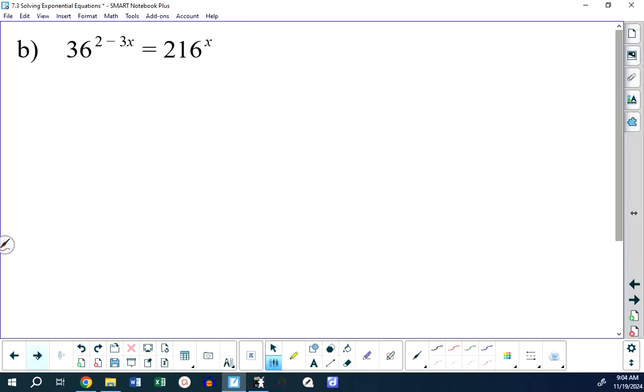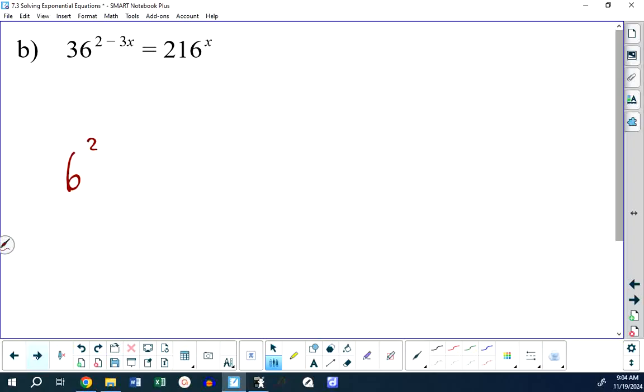Can I write 36 in a different base? I mean, I could write 1 to something, or 36 to 1, but that's not what I'm talking about. How can I write 36, Faye? 6 squared. So in my mind, I'm saying, well, this 36 is 6 squared. Maybe 216 is 6 raised to something. And it happens to be cubed.